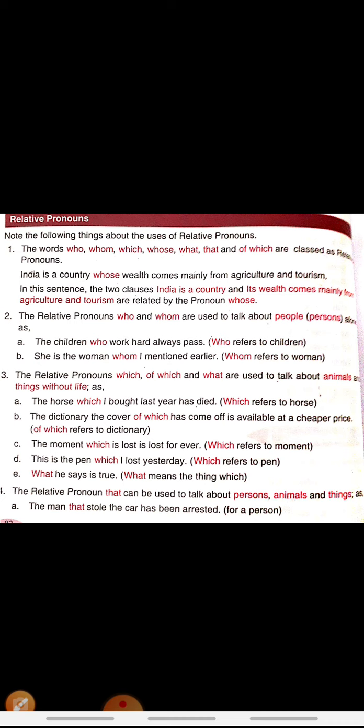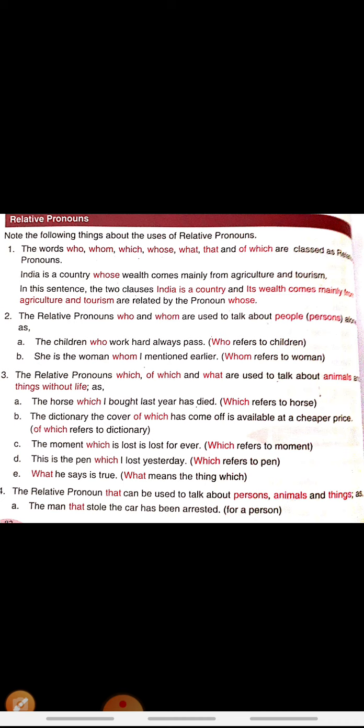Now, in this sentence, two clauses are there. India is a country and its wealth comes mainly from agriculture and tourism, and they are related by the relative pronoun whose here. Okay, so the relative pronouns who and whom are used when we talk about people, which and that are used for the specific person or thing, right? See, who and whom, as I told you, we talk about persons. The children who work hard always pass. Who refers to children. She is the woman whom I mentioned earlier.